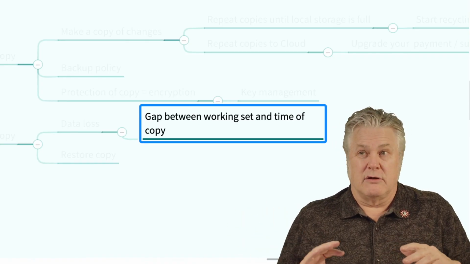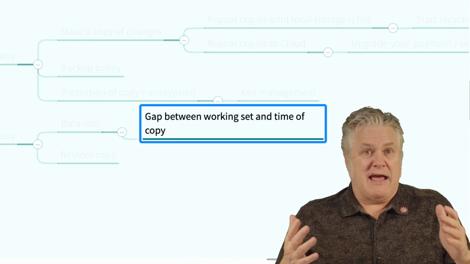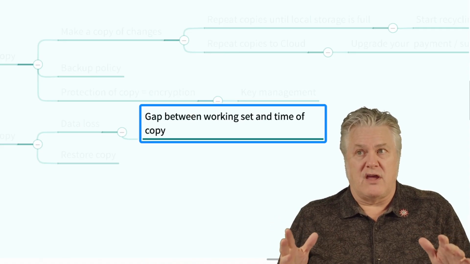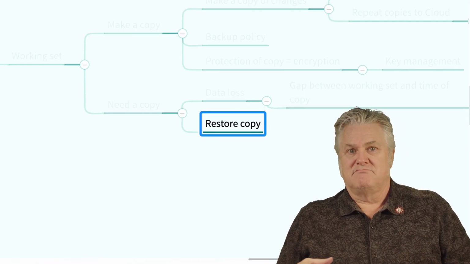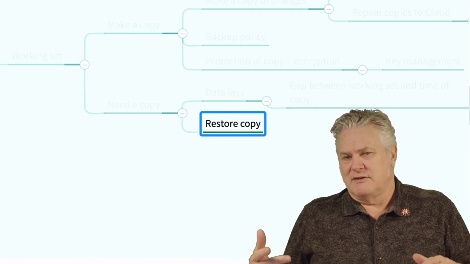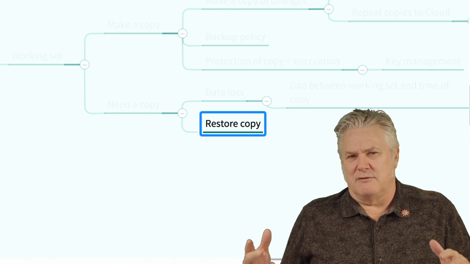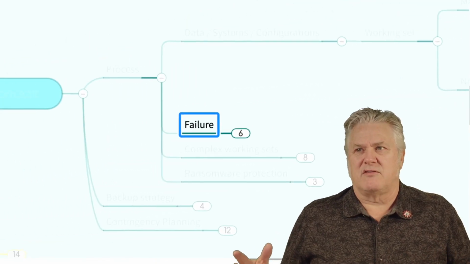We'll talk about that later on. But there's going to be a gap there. You're going to have some data loss. It's okay. And so you need a copy, you restore a copy. Everything's wonderful because something happened. It wasn't a big deal. But let's talk about the thing that happens.